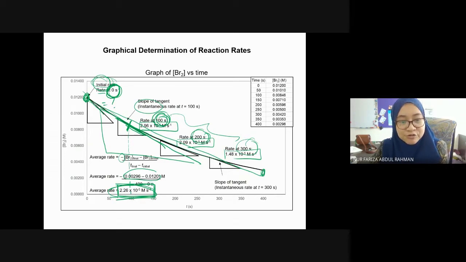So kat sini menunjukkan macam mana cara you nak baca ni. Okay, bromine, the rate of disappearance. The rate of disappearance of bromine is 2.26 times 10 to the power of negative 5.